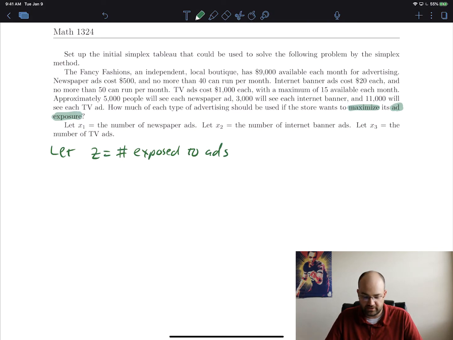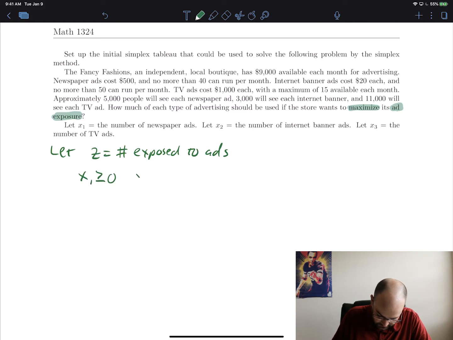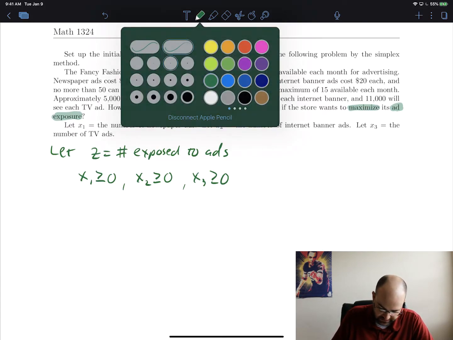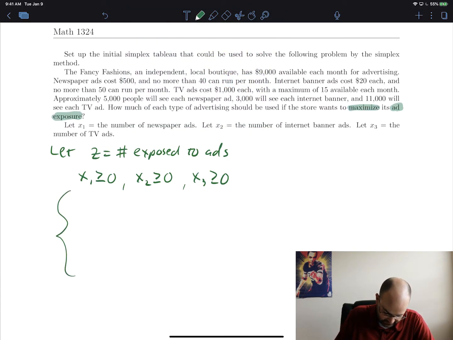Now that we know the objective, we need to find our constraints. First of all, we already know that x1 must be greater than or equal to 0, x2 must be greater than or equal to 0, and x3 must be greater than or equal to 0, because these are all ads. There's no such thing as a negative ad. You can't unrun an ad.